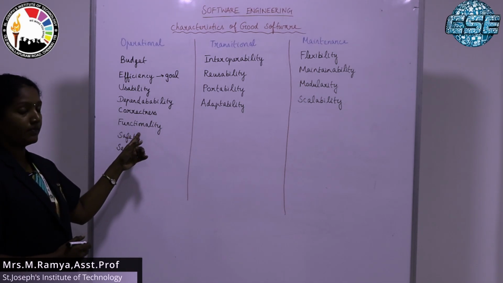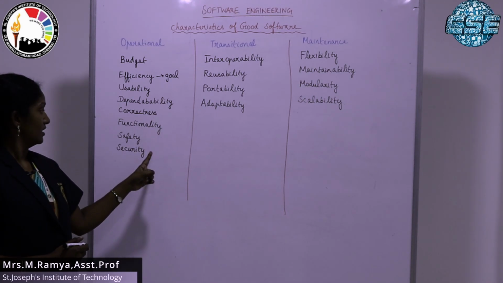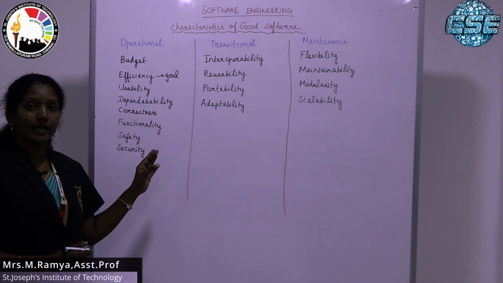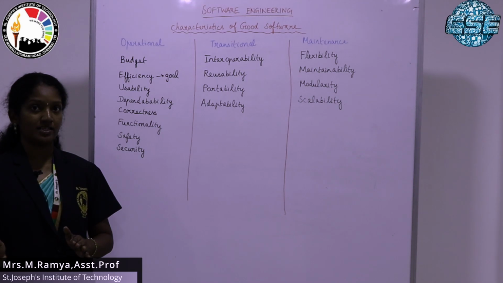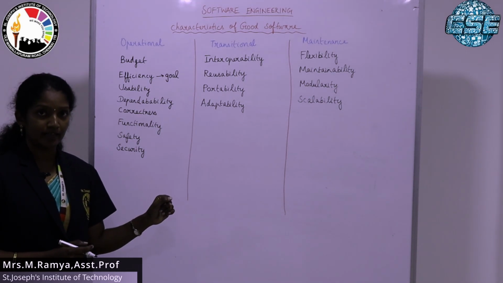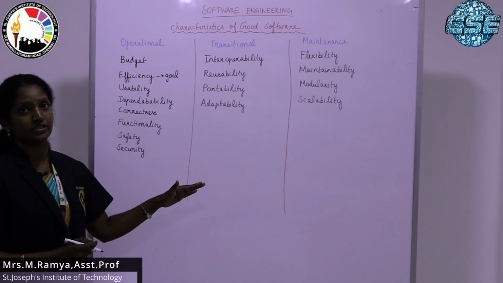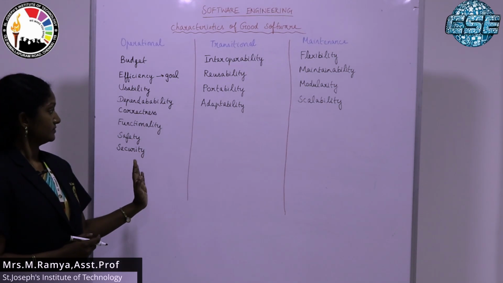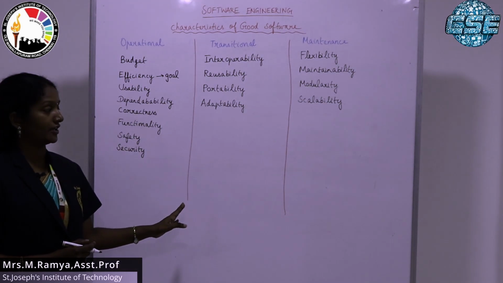So that is called functionality, and these two things are the most important. One is safety and the next one is security. While creating the software, it should contain all the safety features and measures. In such a way the software has to be created, and the next one is security. This is also one of the most important features. The software should be secured. So these are the operational characteristics in software engineering.